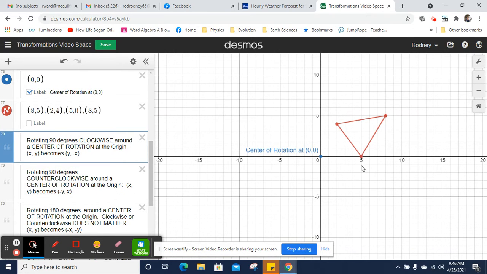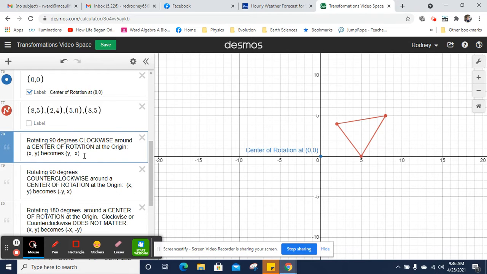You might notice that those two numbers, 5 and 0, switched position, and then the 5 became negative. So what's happening is our new point, if we're going 90 degrees clockwise, what's going to happen is the x and y are going to switch positions, and the new y value, which was the x value, is going to become negative. So a quick way to make notes on this is you can say xy becomes y -x.